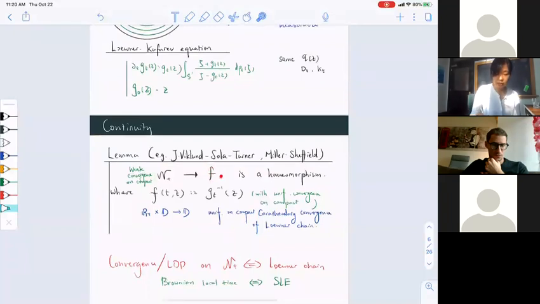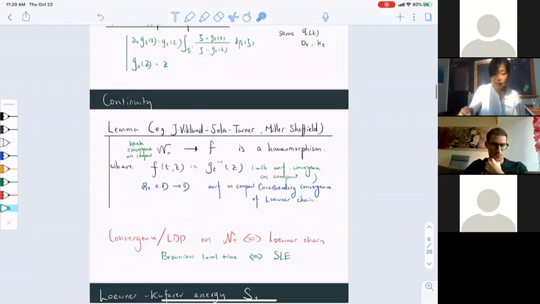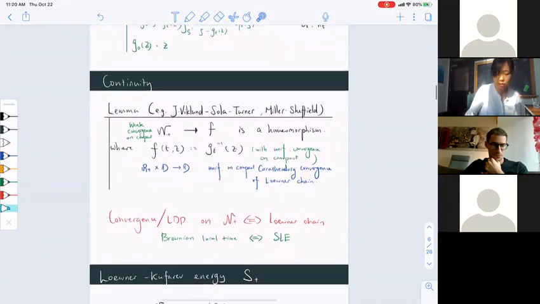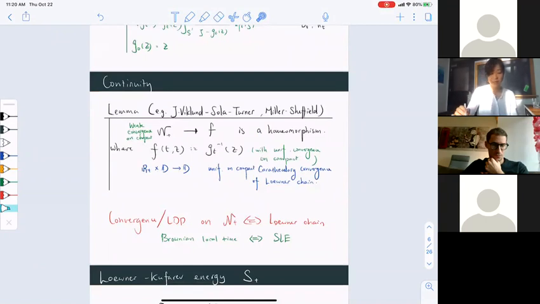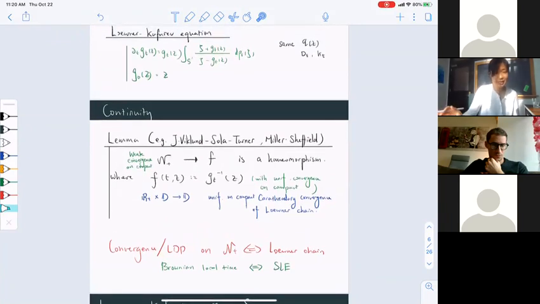And if we endow this function space with this topology, and we endow the space N plus with the weak convergence on compacts, this is weak convergence for measures, then this is a homeomorphism. Another way to describe the topology on F, one also calls it the uniform convergence on compacts, or the characteristic convergence of a Loewner chain. But more precisely, it just means that this conformal map in both variables is converging uniformly on compacts.